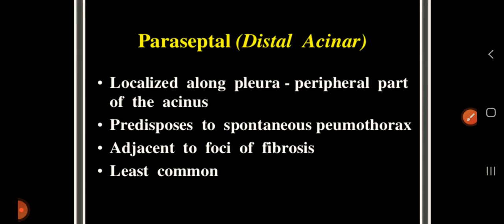And if I talk about the paraseptal emphysema or the distal acinar emphysema, the paraseptal, as the name suggests, takes place along with the lobular connective tissues, along with the septa, along with the pleura, the peripheral part of the acinus, and it will involve the distal acinus.